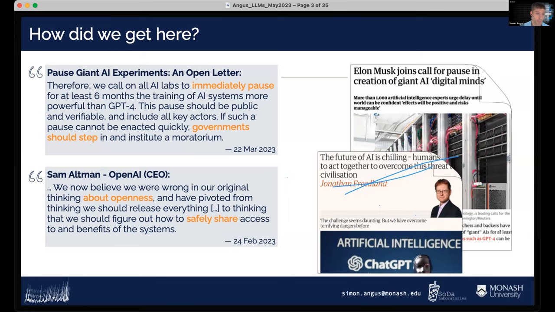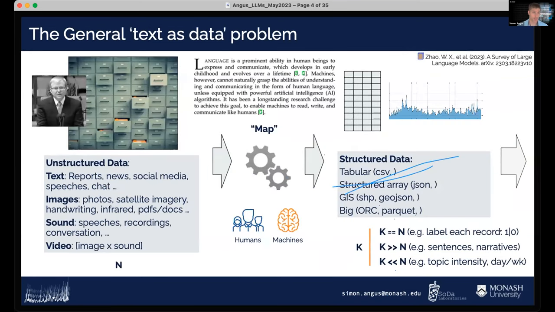So how do we get here? Let's go back to a social scientist's perspective. Our research problem usually looks like this. On the left-hand side, we've got unstructured data, which can be text, images, sound, or video, and we can't immediately put them into tabular form to do something useful with them. We can't structure them immediately. They don't arrive from a statistical bureau. They don't come to us as a neat JSON file or something.